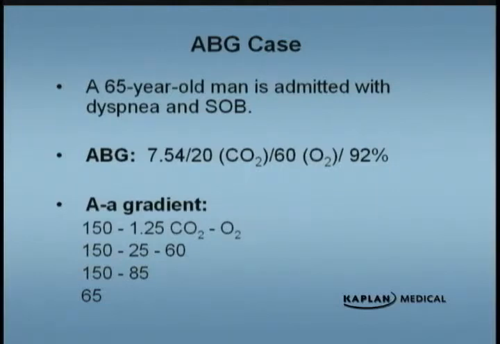I plug in that formula, 150 minus 1.25 times CO2 minus my partial pressure of oxygen. And now I get 1.25 times the CO2, which is 25 here. I subtract that from 150, and I get 150 minus 85, and my total AA gradient now is 65. So I have a patient with hypoxemia, admitted with shortness of breath, that has an alveolar arterial gradient of 65.